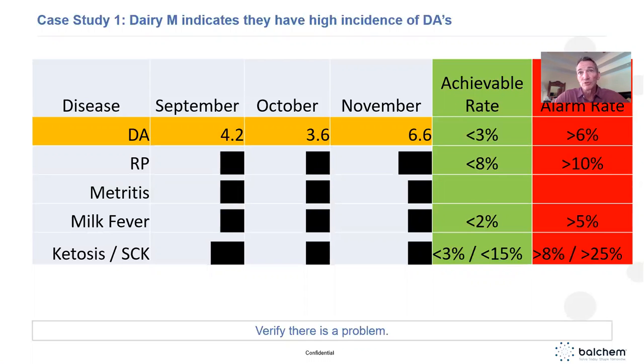September was 4.2, 3.6, then it increased to 6.6. So each month was above the achievable rate. Then they finally got over what we would call an alarm rate. And that's when we say, okay, there potentially is an issue here.